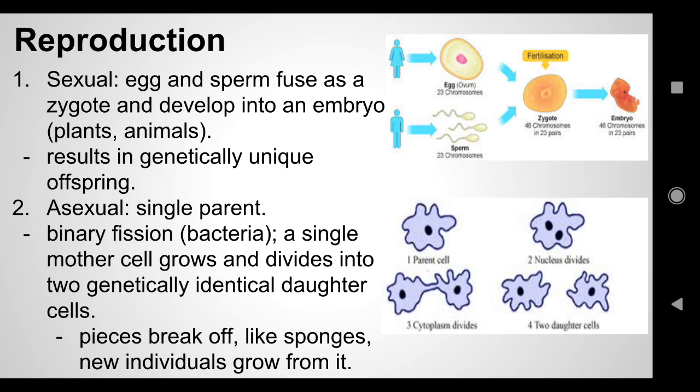And then asexual reproduction, you just have a single parent. It's basically a mother cell which grows until it reaches its maximum size, and then it's basically programmed to divide. And this process we call binary fission. The cell basically grows, reaches its maturity, its growth peak, and then it's triggered to divide into two genetically identical daughter cells. And it has its pros, it has its cons, obviously.